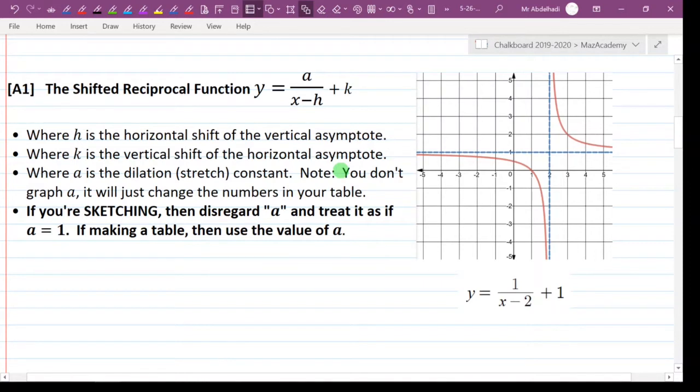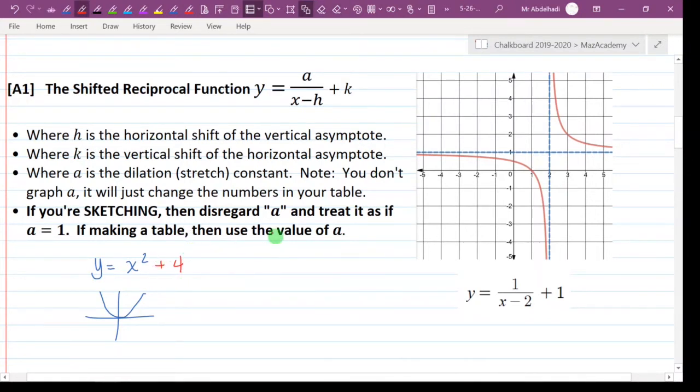So we've been shifting graphs all year, okay? And there's been kind of a common theme. For instance, if you have y equals x squared, that's your parent function that looks like this, right? How do you move it up and down? Simple. You add a k. Plus 4 will move it up 4, minus 4 will move it down 4, right? So your vertical shift goes on the end like that.